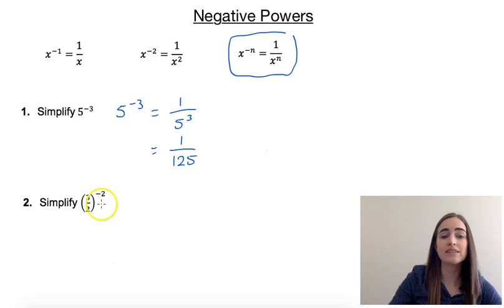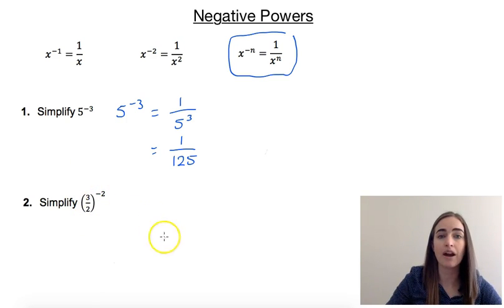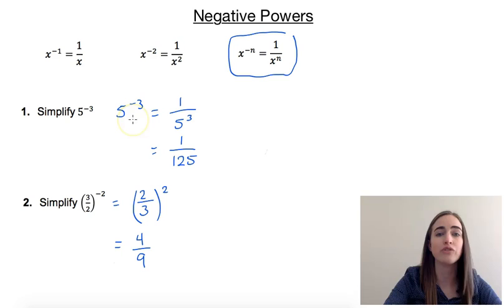Next example asks us to simplify 3 over 2 to the power of minus 2. So if we rewrite that, we want the reciprocal, so 2 over 3, all to the positive power, so that would just be squared now. Now when we've got a fraction to a power, we're going to square the top and the bottom, so that power applies to the numerator and denominator. So 2 squared is 4, and 3 squared is 9. So this simplifies to 4 over 9.